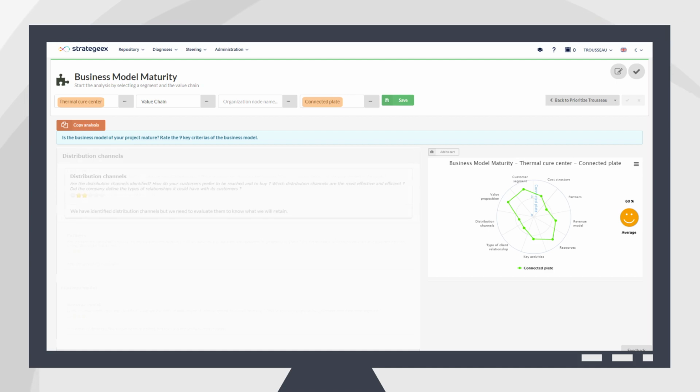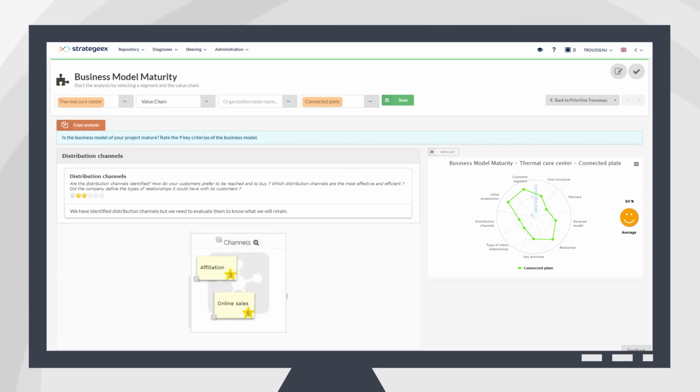The seventh item concerns the distribution channels. Have you identified the possible channels? Which channels are preferred by customers? Have you evaluated their effectiveness and efficiency? What is the cost involved? In our example, we have identified different possibilities, but nothing is specified yet. The stickers are still in yellow. We give 2 stars to the item.